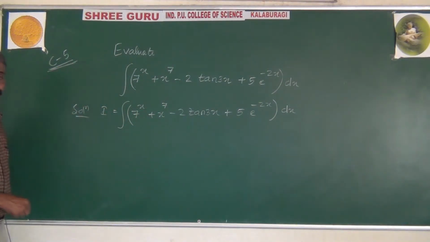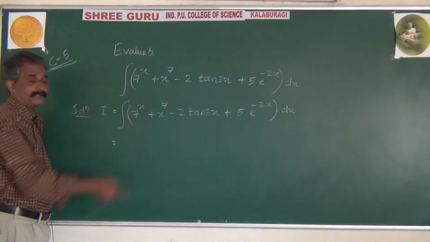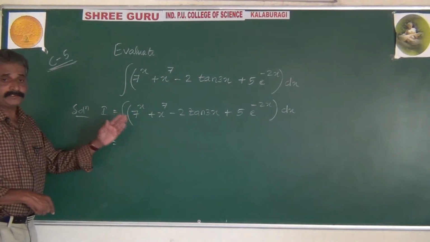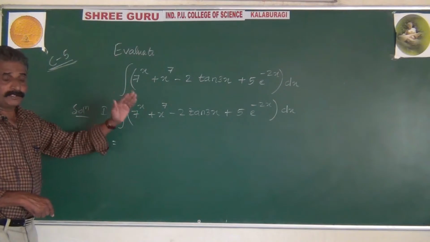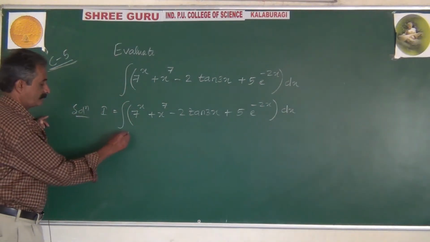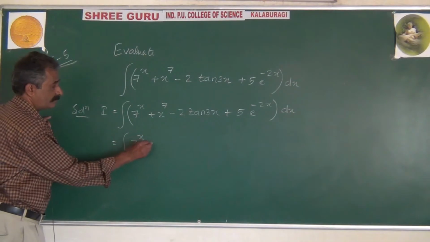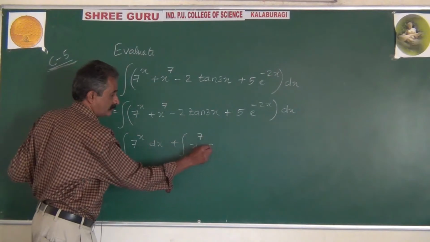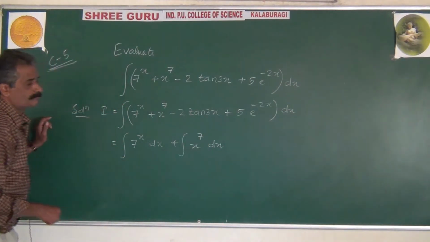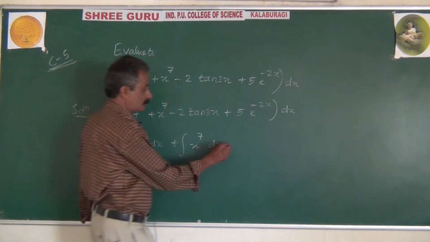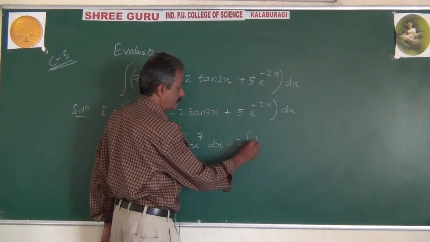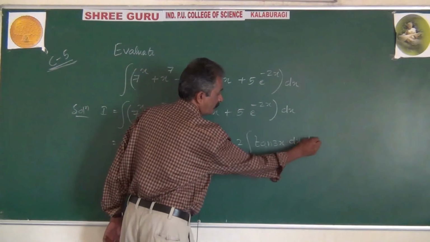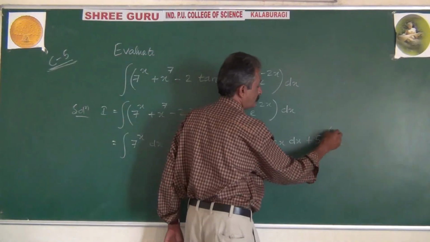We can apply a rule of integration, which means breaking the integration into how many terms? 1, 2, 3, 4. While breaking, if there is a multiplying constant, it should be kept outside the integration. First one, integration of 7 power x. Second one, integration of x power 7. Minus 2 outside into integration of tan 3x. 5 outside into integration of e raised to minus 2x.